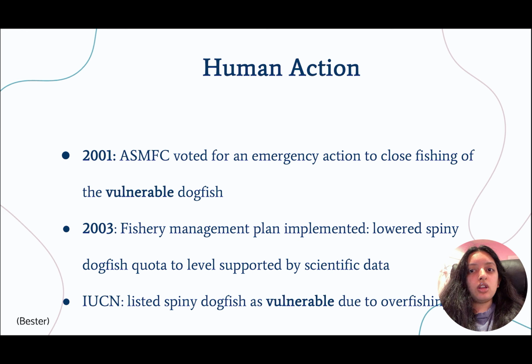In 2001, the Atlantic States Marine Fisheries Commission voted to extend an emergency action to close fishing of the vulnerable dogfish in state waters in response to this 1990s decline. In 2003, the ASMFC implemented a plan to lower the spiny dogfish quota to a level supported by scientific data. The spiny dogfish is currently listed as vulnerable by the World Conservation Union due to this overfishing.